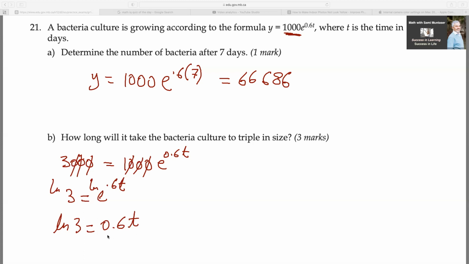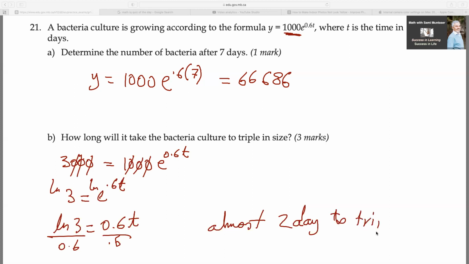Now divide both sides by 0.6. And we have ln 3 divided by 0.6 equals. So it will take 1.8 of a day, so almost 2 days, to triple. So t here equals 1.83. All right, so let's move on to the next question.